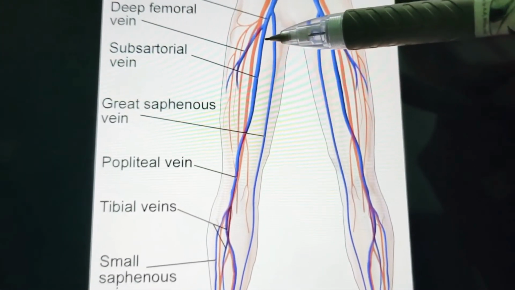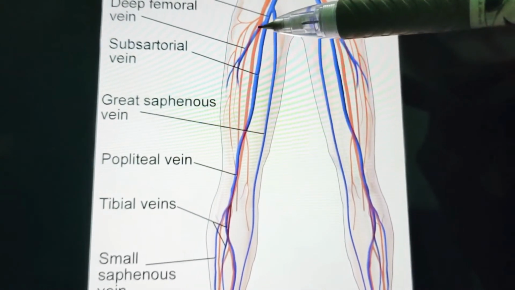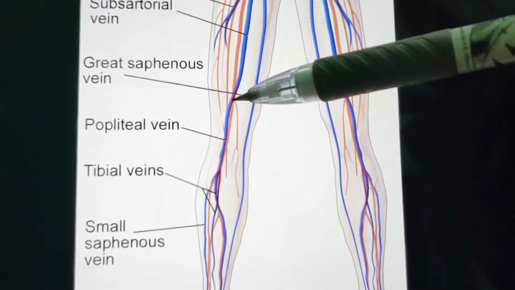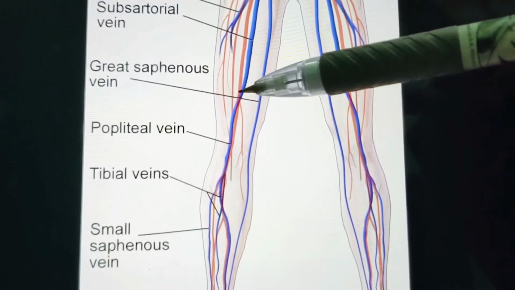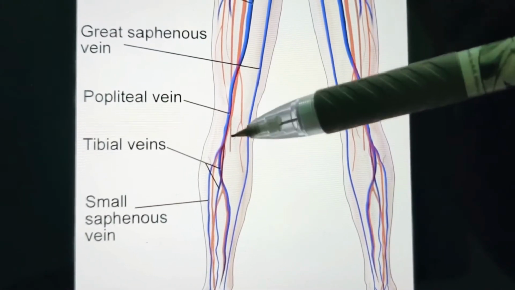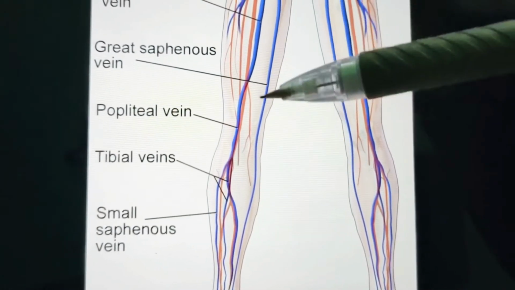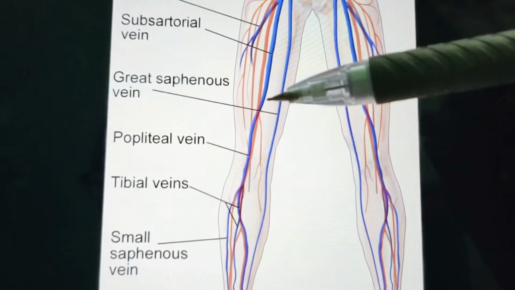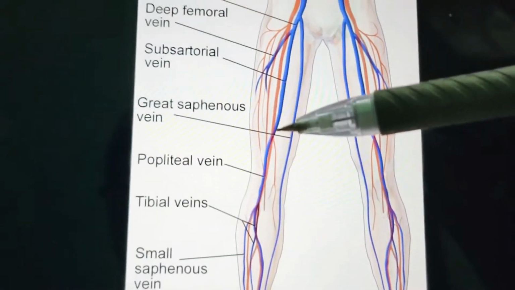At the upper end, the femoral vein is medial to the femoral artery. In the middle, the femoral vein is posterior to the femoral artery. And at the lower end, the femoral vein is lateral to the femoral artery. This is a very important point regarding the femoral vein. So let us see the tributaries which it receives.